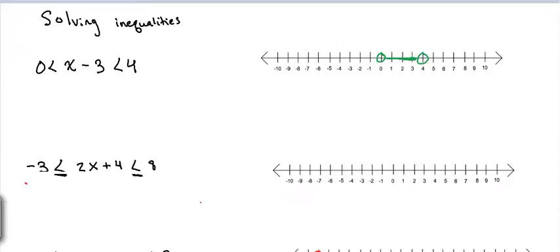And then let's go over and solve the inequality right here. We're going to add 3 to all three sides, really. So this will give us 3 < x < 7, and that's a valid statement. We have a 3 over here and a 7. So when we graph that, we'll have this.